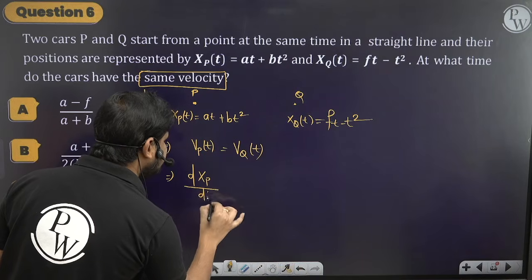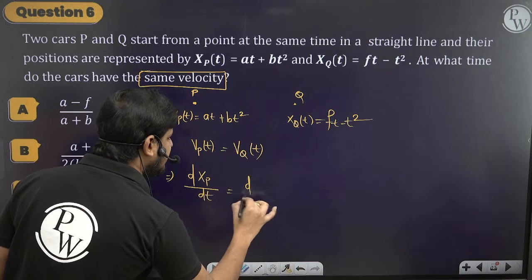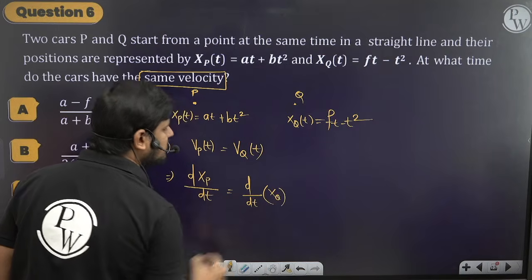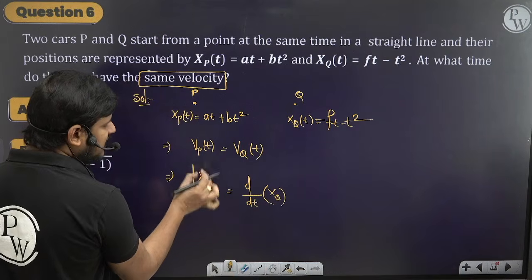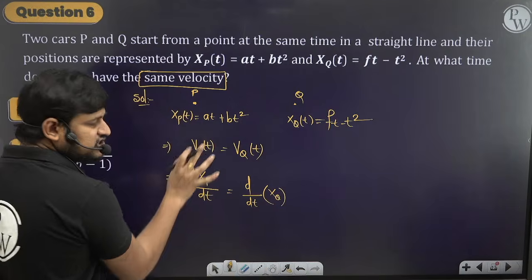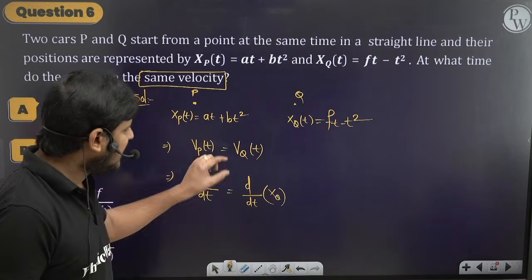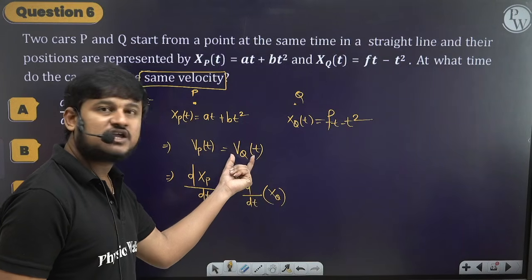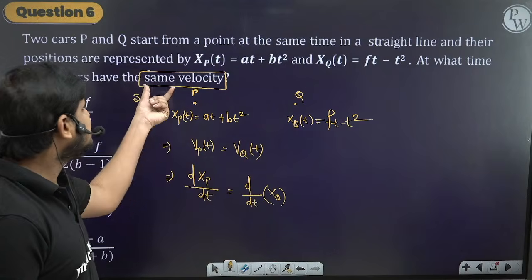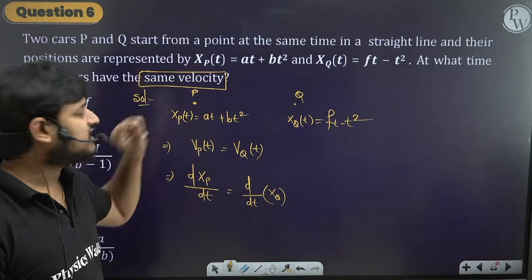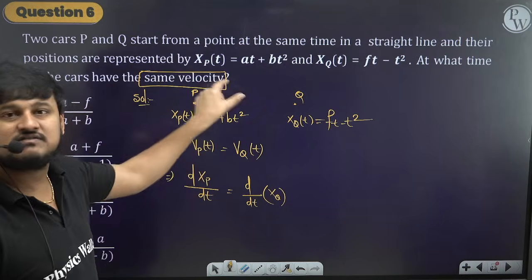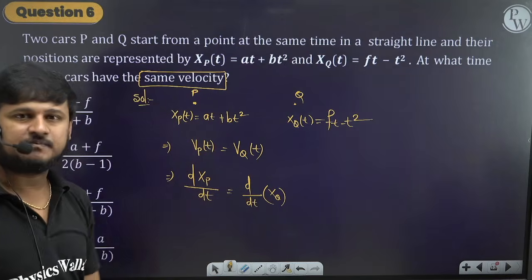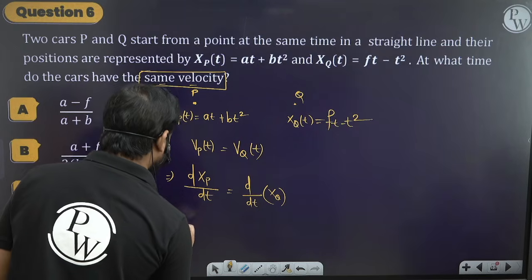dxp by dt is equal to d by dt of xq. So the displacement of car P, if you differentiate that, we'll get the velocity of car P at that particular time. And the displacement of car Q, if you differentiate that, we'll get the velocity of car Q at that particular time. They said they have the same velocity at that particular time, so we are calculating the velocities and equating them, because they said same velocity. So now the simple part.